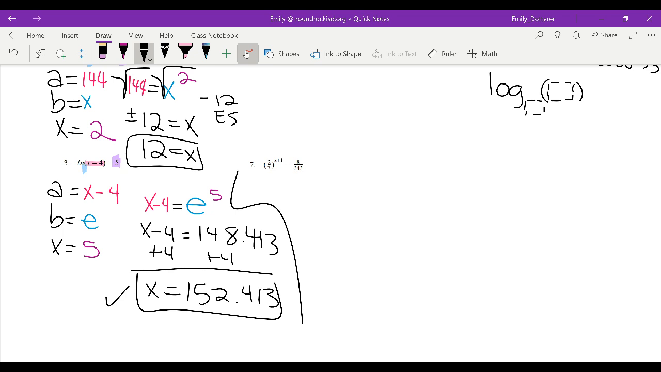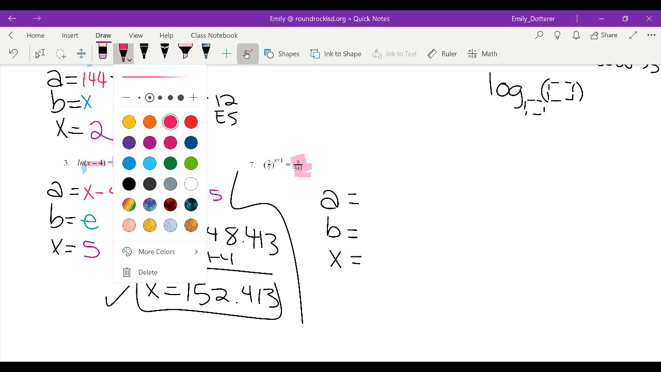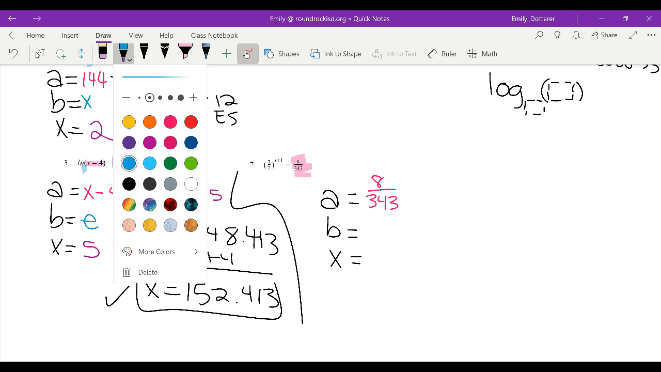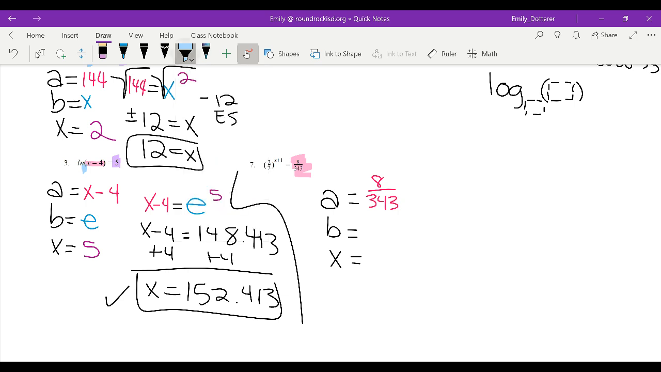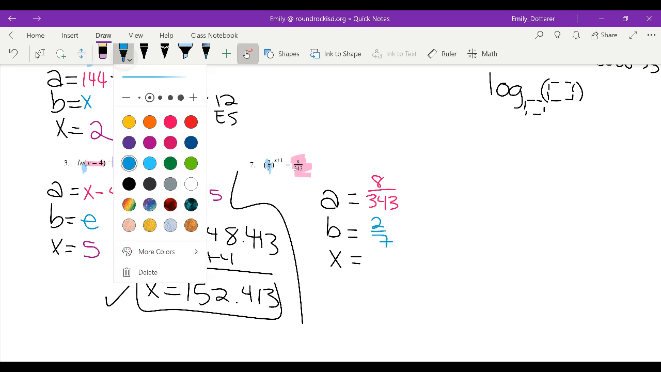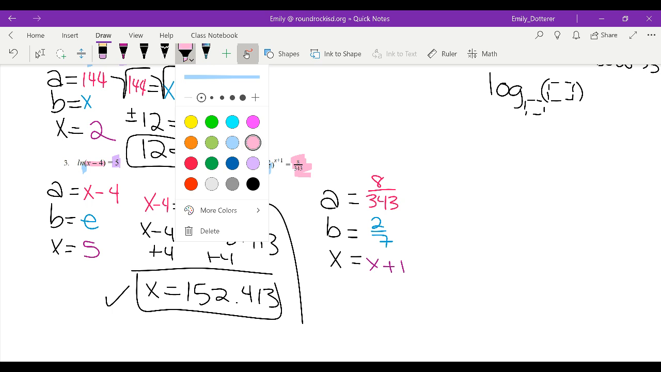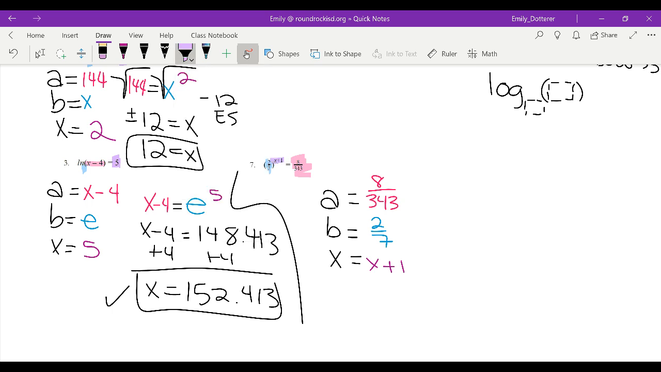All right, number 7. Might look a little wonky, but it's not any different. a is 8 over 343. b is 2 over 7. And x is x plus 1. So it is perfectly okay for us to have fractions as our base. We just can't have a negative value there.